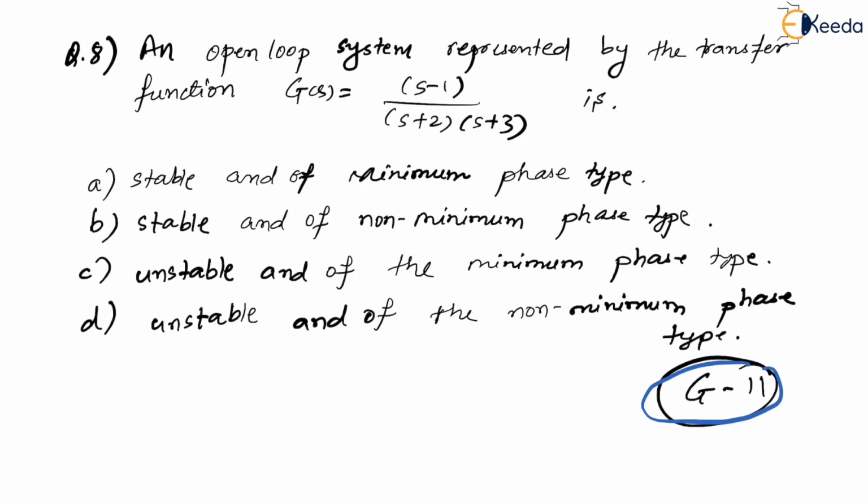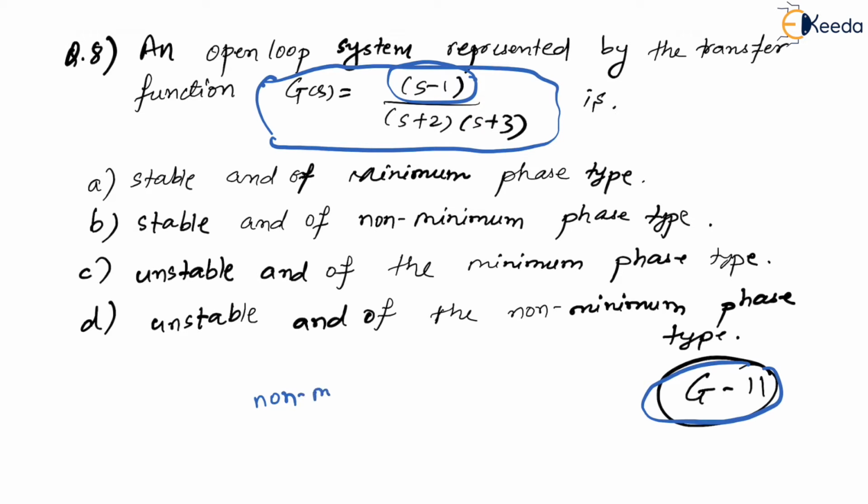Yes, dear, it is GATE 2011 question. An open loop system represented by the transfer function is given. Now they are asking whether it is stable or unstable, and of minimum phase type or non-minimum phase type. The first thing is, if you observe, the 0 is on the right half of S plane. It means that it is definitely a non-minimum phase system. That is for sure.